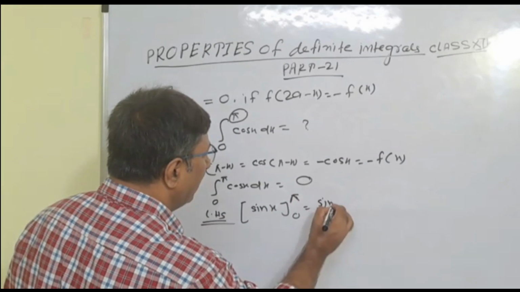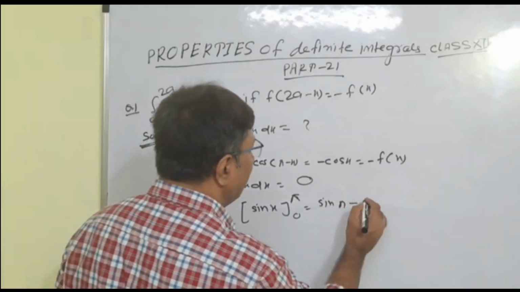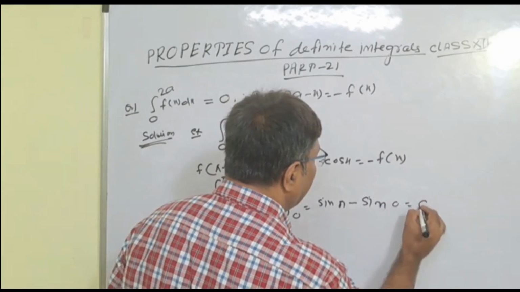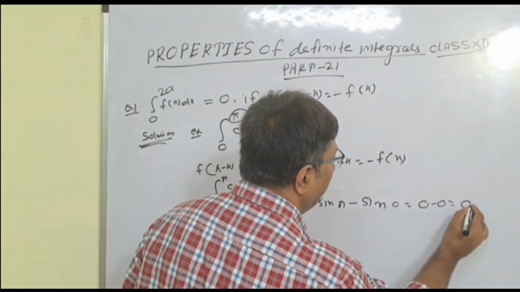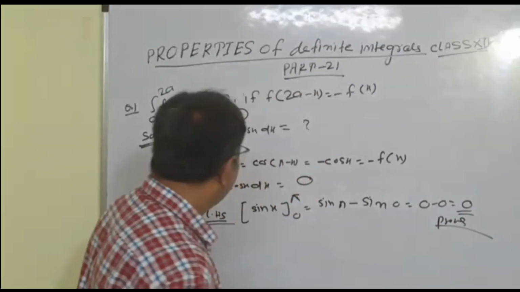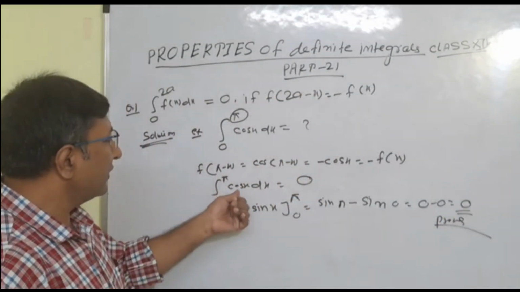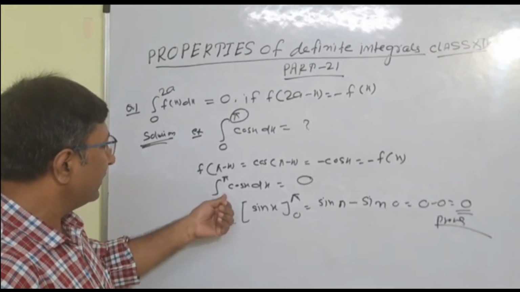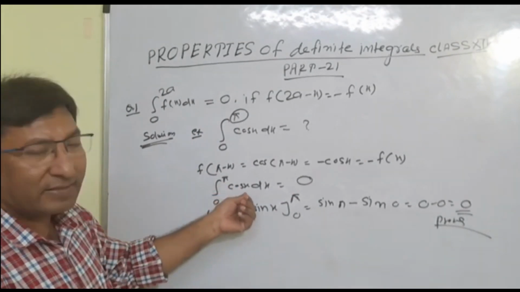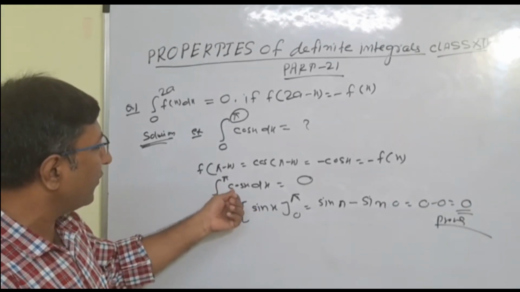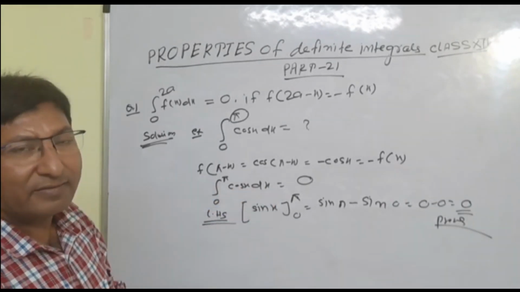So we can write sin pi minus sin 0. Sin pi is 0 and sin 0 is 0, so this is equal to 0. So this is proved, right? So the integration of 0 to pi cos x dx is equal to 0. Why? Because here f of pi minus x equals minus f of x. So 0 to pi cos x dx is directly 0.